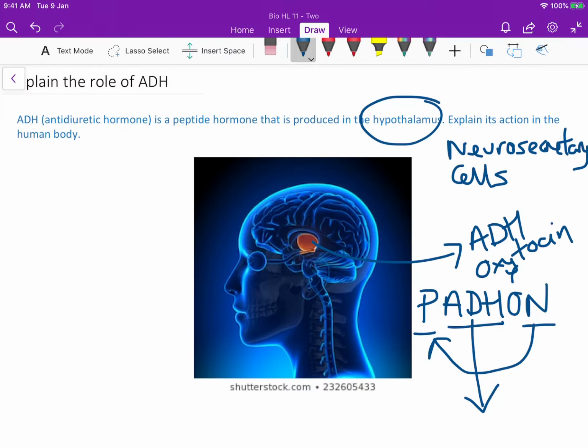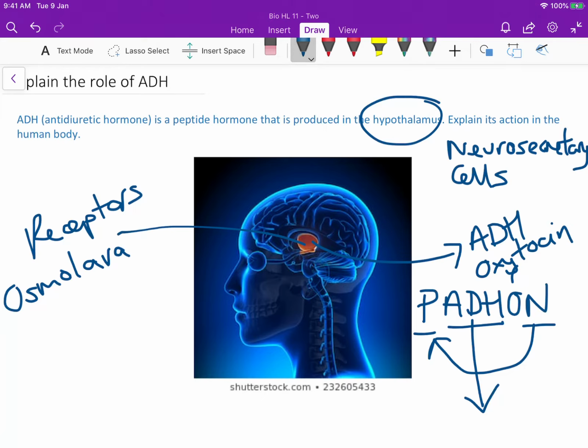For every part that we've looked at so far, we haven't actually mentioned any control, other than all these processes are happening. We're reabsorbing water, we're filtering the blood, we're excreting urea. But we haven't mentioned any control by the brain. So this is where the brain comes in. The hypothalamus has receptors, and those receptors allow it to work out the osmolarity of the blood. So it's detecting essentially how much water there is versus the solutes.